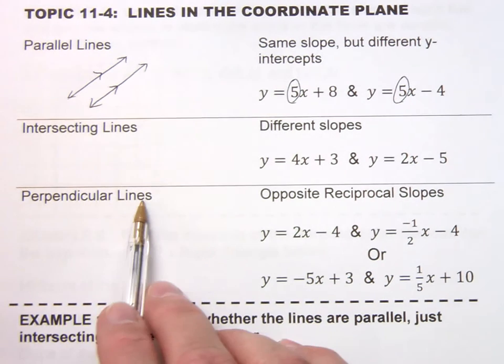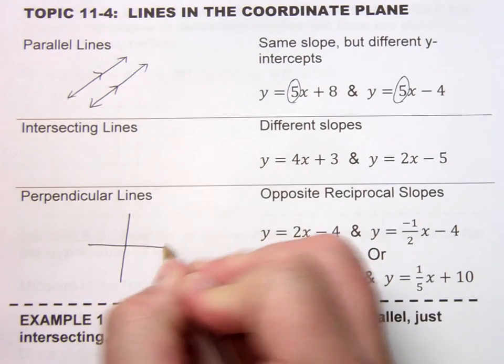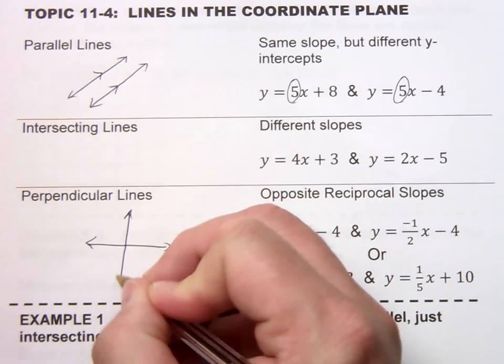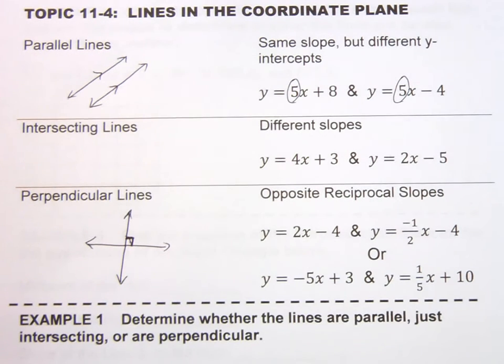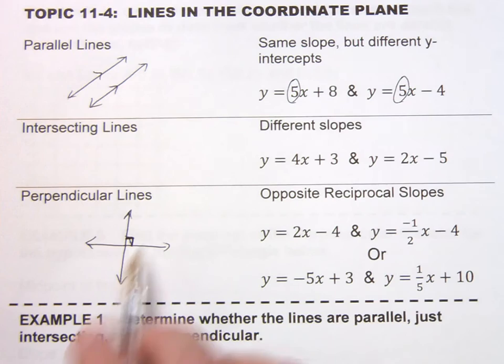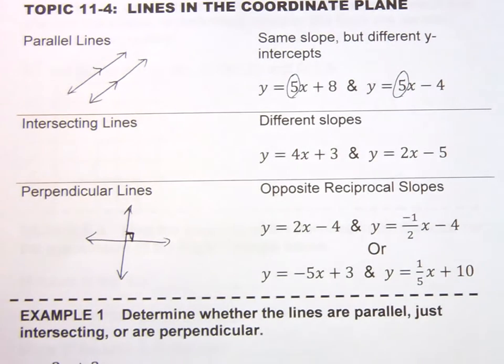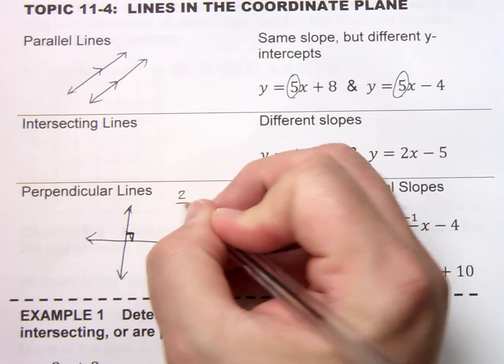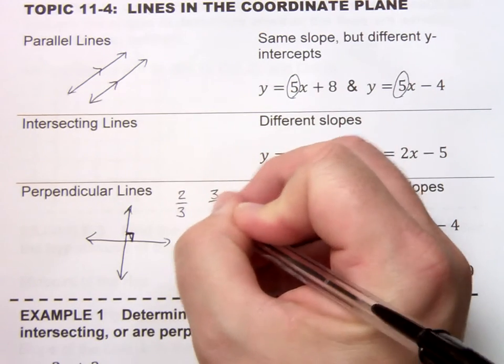Now, perpendicular lines are lines that intersect to form right angles. So any angle that they are forming is going to be a right angle. Now their slopes are opposite reciprocals of each other. A reciprocal is when you flip a fraction. So if I have 2/3, a reciprocal would be 3/2.